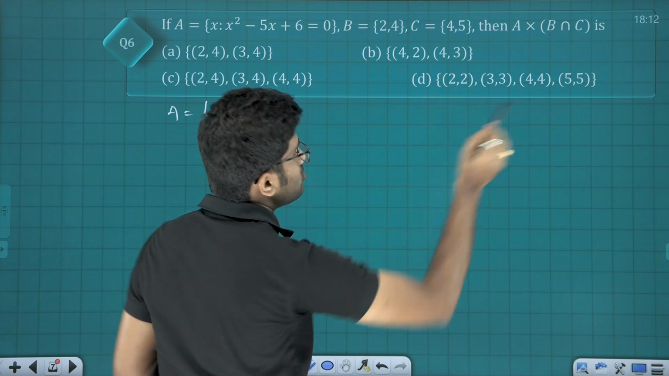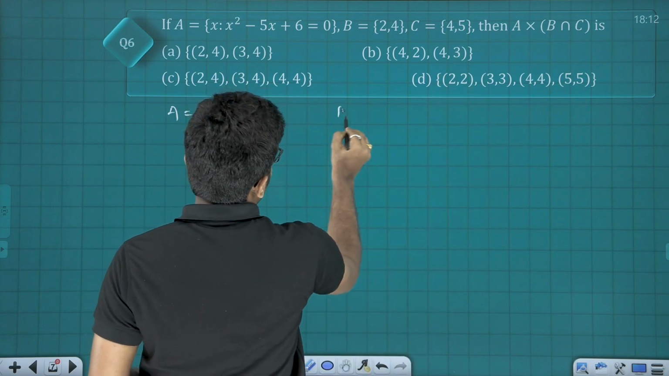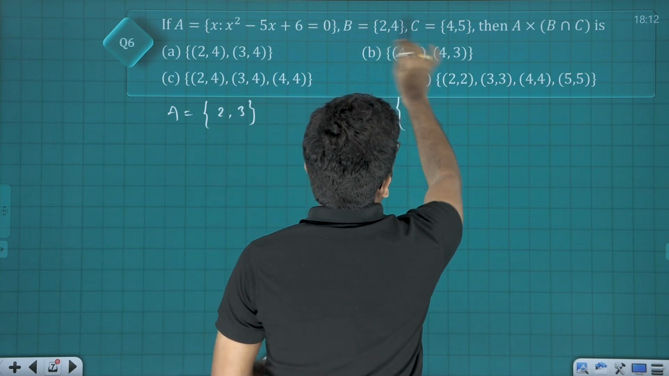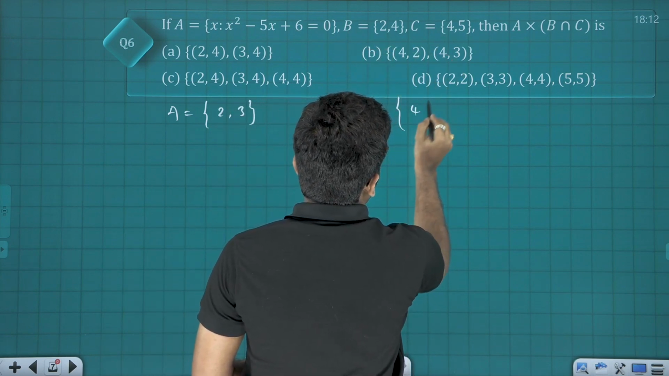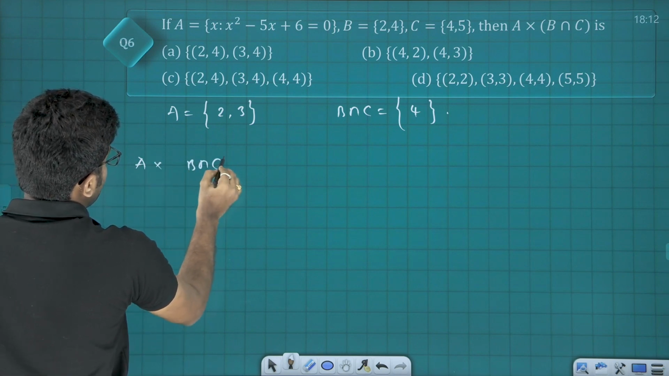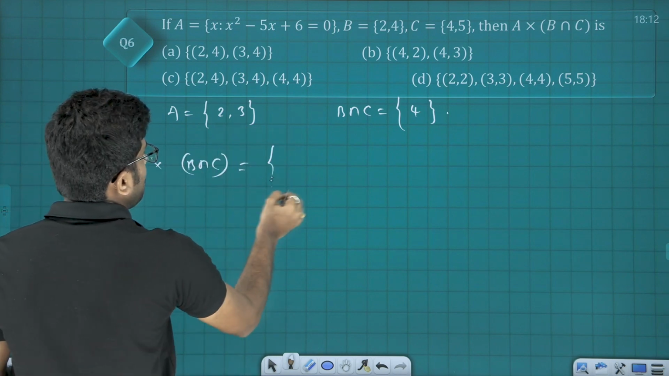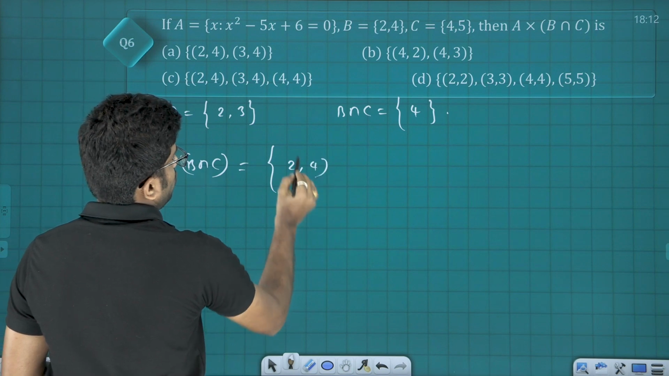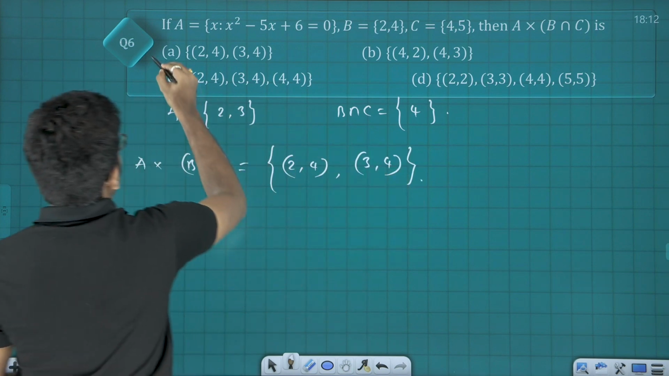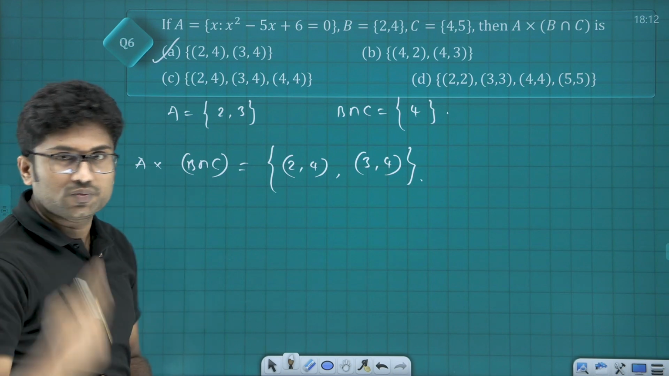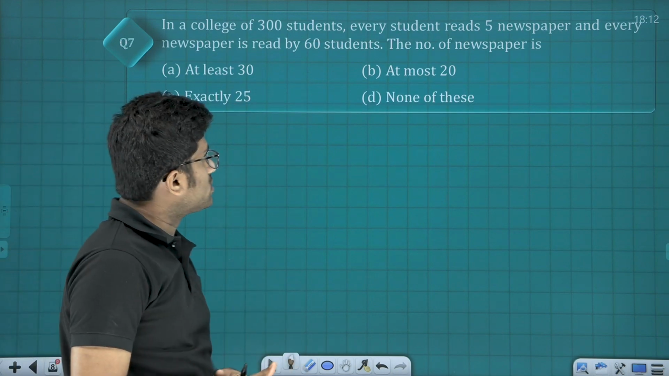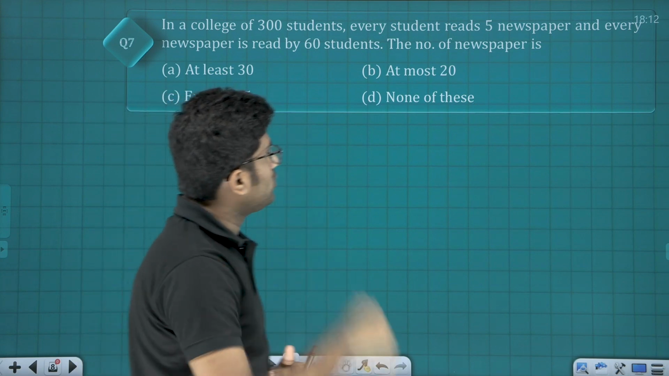They are asking A cross (B intersection C). First let's find B intersection C. B intersection C is the common element in both B and C, which is only 4. So A cross (B intersection C) will be all the possible ordered pairs: (2, 4) and (3, 4). That's it. Only 2. Next question.